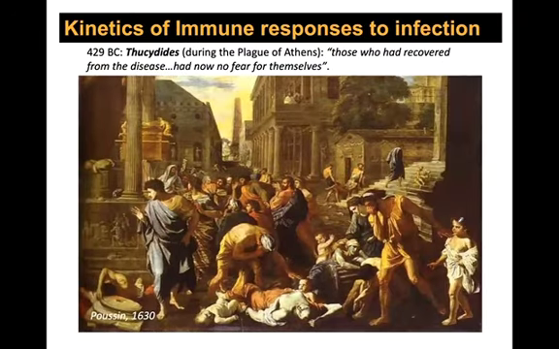Okay, so we're going to go all the way back to the very first lecture, right? And talk about Thucydides, who in 429 BC, roughly, noticed during the plague of Athens that those who had recovered from the disease were now able to treat others and handle other patients without any fear for themselves. So they were immune. This was really one of the first descriptions of immunity to disease.